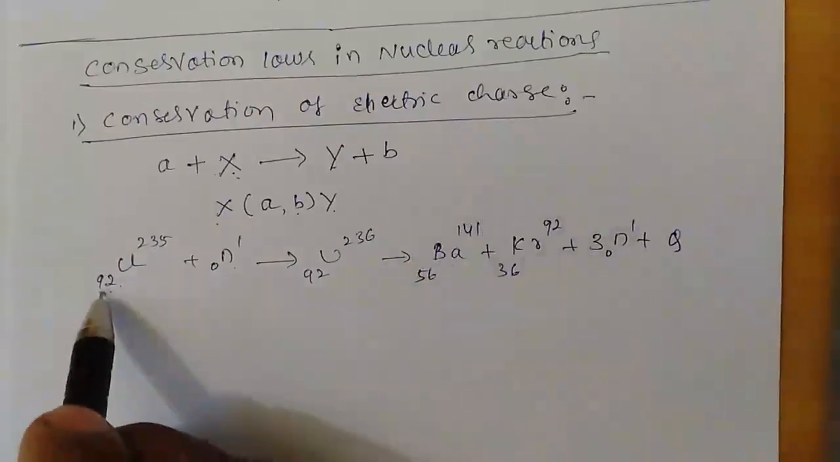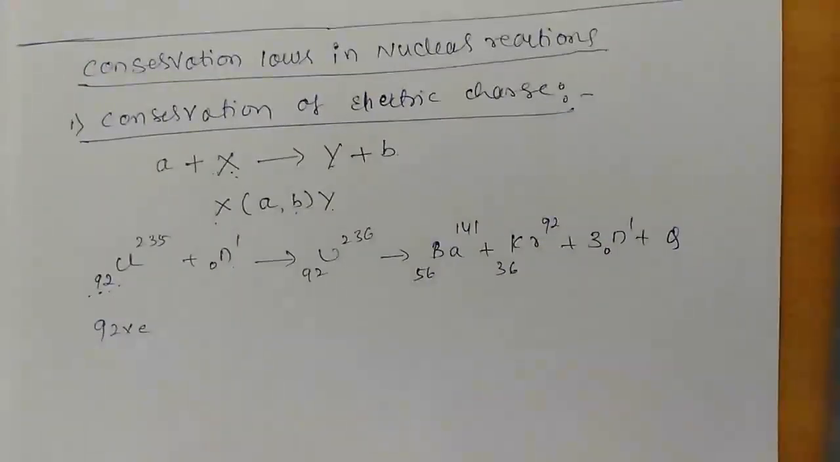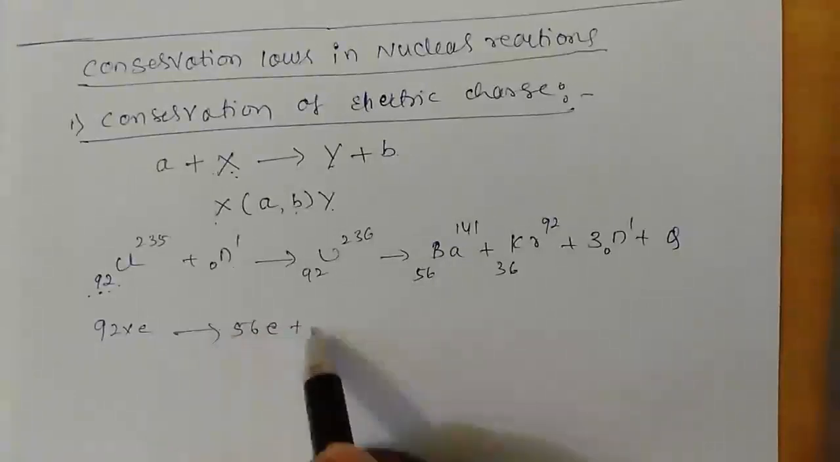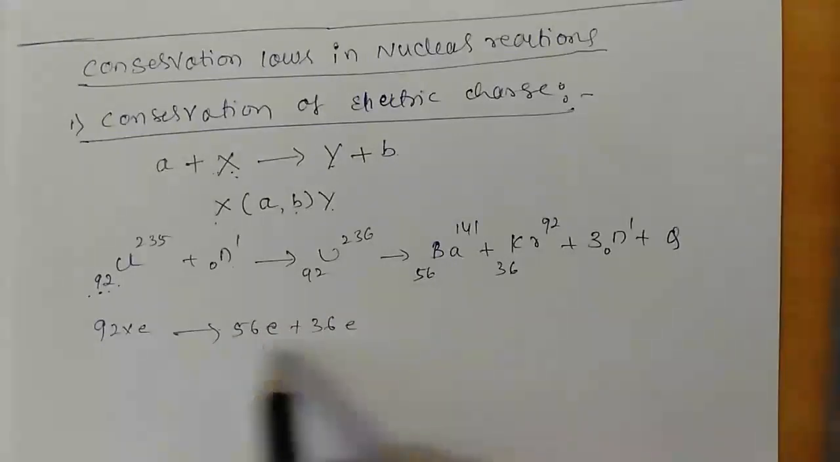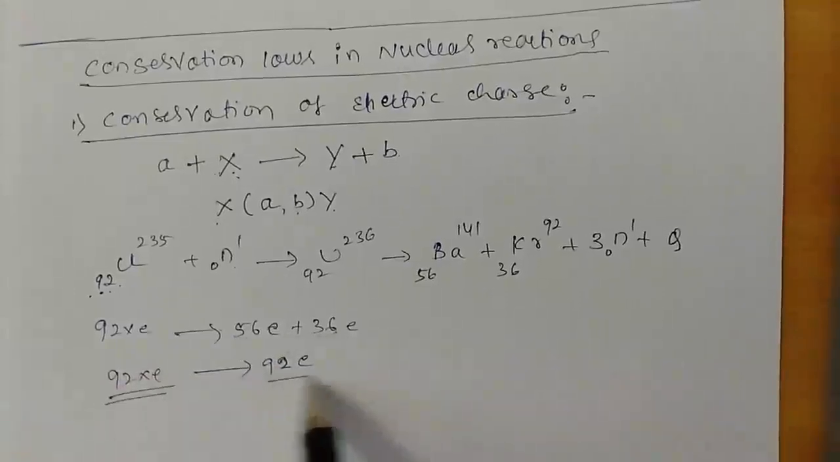Count the total charge before the reaction. It is 92 into E, 92 times the charge of each proton. After the reaction we have 56 into E plus 36 into E, which becomes 92 into E. So the total charge before the reaction and the total charge after the reaction are one and the same. The electric charge is said to be conserved in this particular nuclear reaction. This is how we deal with the conservation laws in a nuclear reaction.